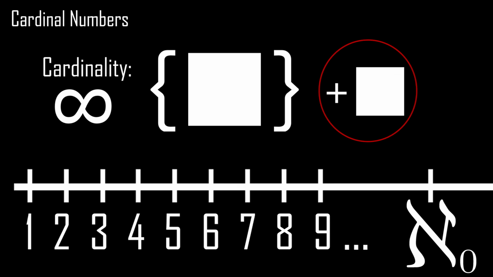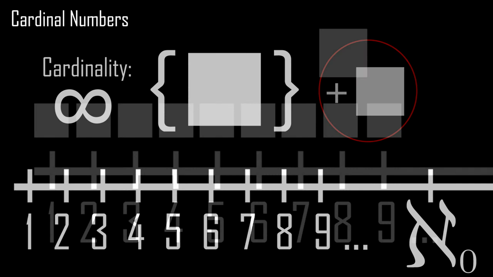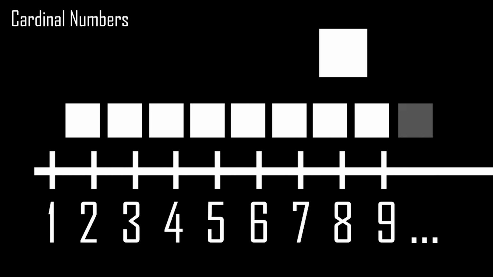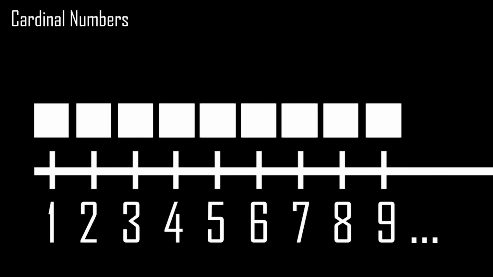But what if we wanted to count past it? Adding another square does not change the cardinality of the set. Simply move every existing square one place higher and place the new square in the leftover spot.